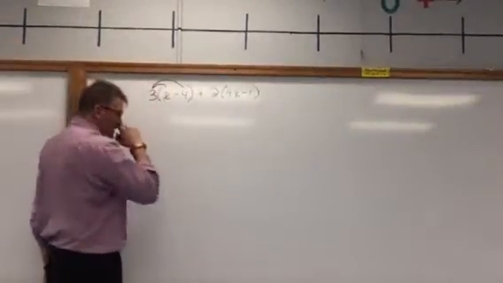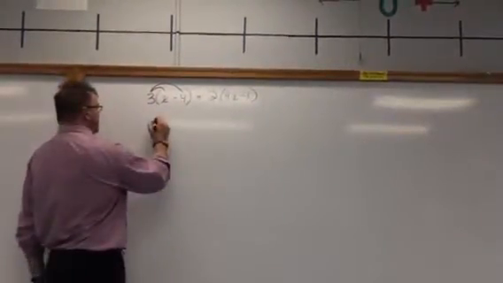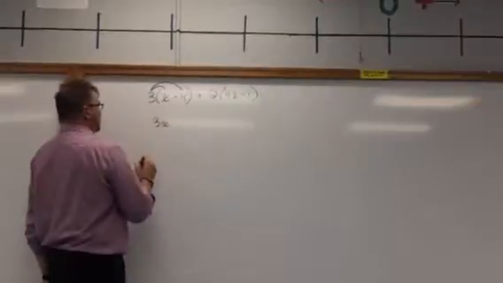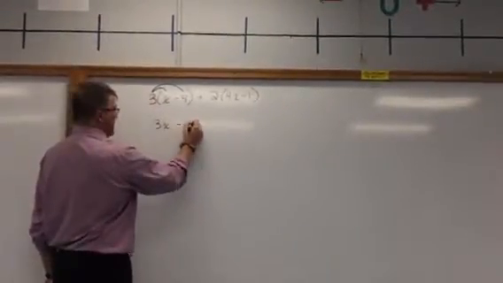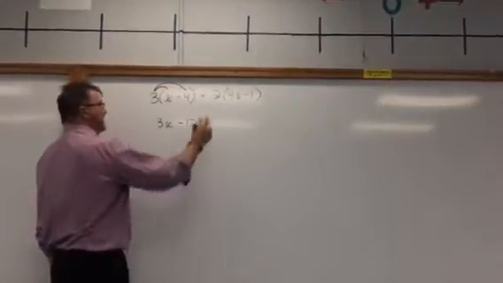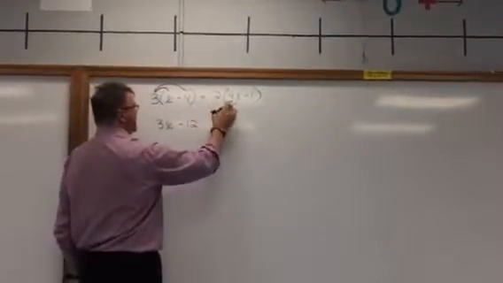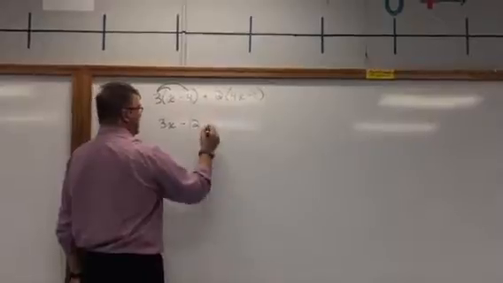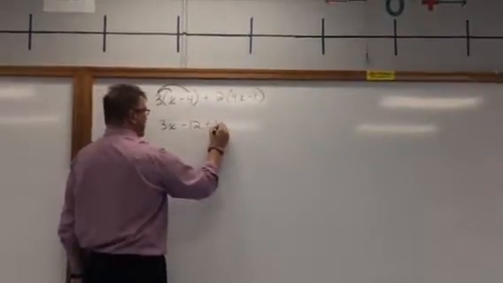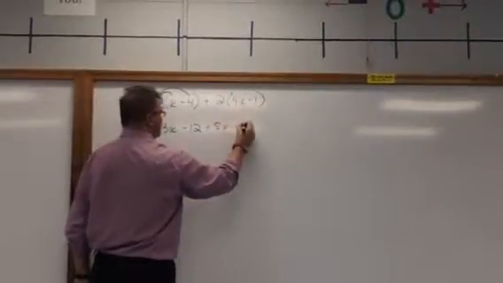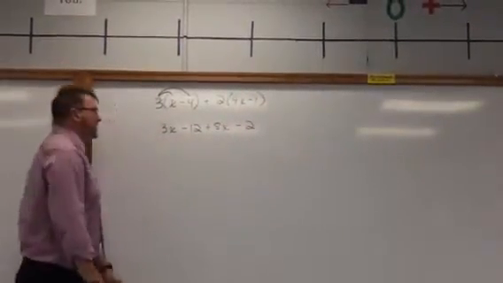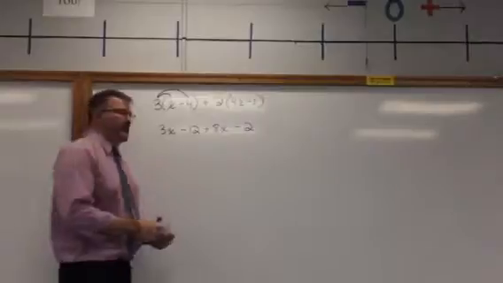3 times x, we don't know what that number actually is, so we just call it 3x for short. And then 3 times minus 4 is minus 12. A positive 2 times 4 is plus 8 times x is 8x. And then 2 times minus 1 is minus 2. Okay, and there we go. We've used the distributive property twice.